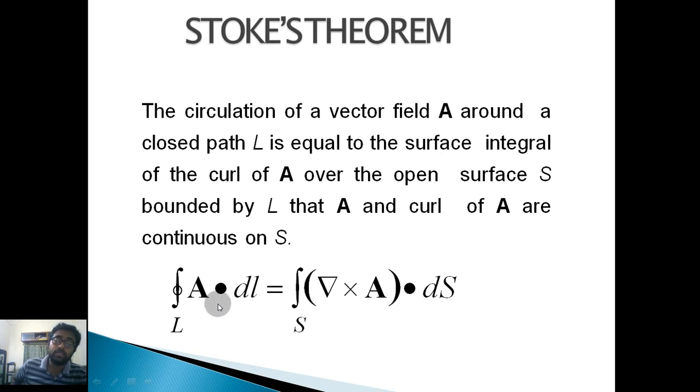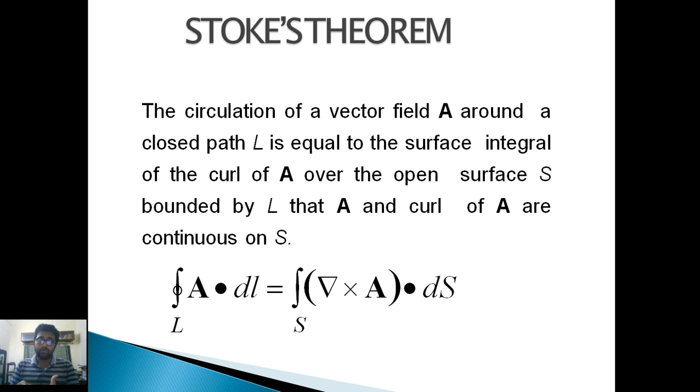Now if this mathematical operation represents a closed integral, it suggests a closed surface. Suppose this is a path. If we take a line integral of vector A along this path, along this line from A to B, this will be a line integral.